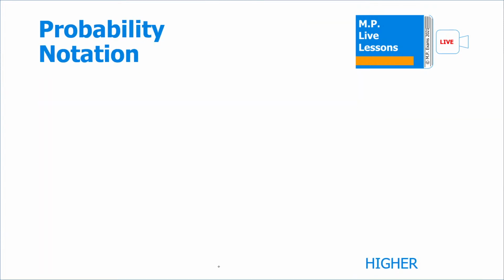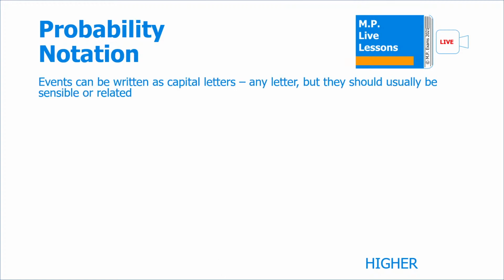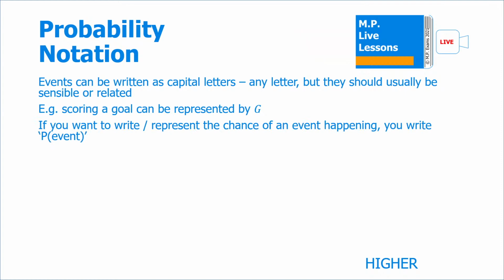The penultimate slide for tonight is probability notation, which is for higher. So events can be written as capital letters, any letter, but they should usually be sensible or related. For example, scoring a goal could be represented by the capital letter G. If you want to represent the chance of an event happening, you write P in brackets and the event. For example, the probability of you scoring a goal could be written as P in brackets G.